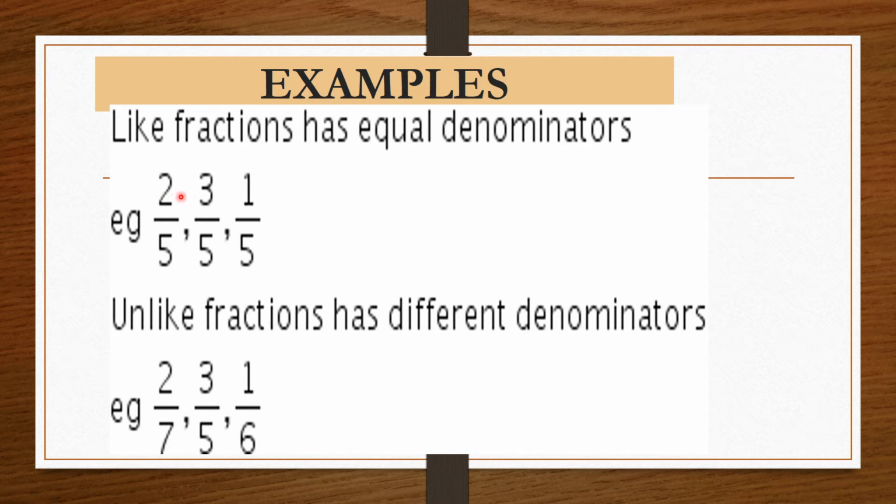So we understood that like fractions have equal denominators. For example, 2/5, 3/5, 1/5. You can see all have the common denominator 5. And unlike fractions have different denominators. For example, 2/7, 3/5, 1/6. Remember children, like and unlike fractions are defined for more than one fraction. So it can be 2, 3, 4 fractions, and it is not defined for one fraction, right?